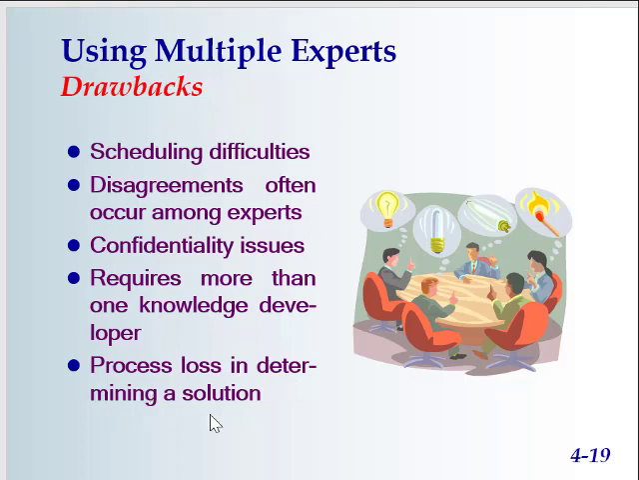Now we say process loss in determining a solution. What is that? We have overlapping mental processes of multiple experts, which can lead to process loss. What does that mean? When two or more experts get together, the nature of the discussion tends to overlap, and the problem solving process can be covered by the other experts' opinions. Sometimes we are not in a position to tell whose solution, which expert's solution, is closest, right? So in that scenario, the process is lost.